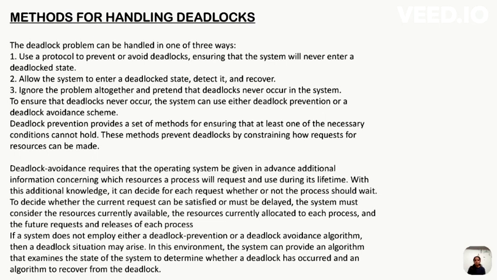To ensure that deadlocks never occur, the system can use either deadlock prevention or a deadlock avoidance scheme. Deadlock prevention provides a set of methods for ensuring that at least one of the necessary conditions cannot hold. These methods prevent deadlocks by constraining how requests for resources can be made. Deadlock avoidance requires that the operating system be given additional information concerning which resources a process will request and use during its lifetime.